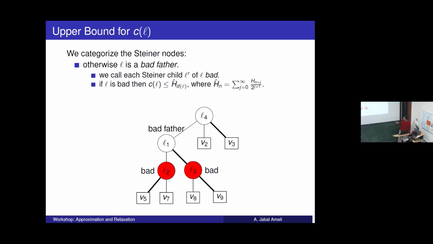And similarly, we define the bad nodes. For the bad nodes, our upper bound is different. For the bad nodes, the cost is upper bounded by h hat of DL, where h hat of n is this value. This is a very complicated formula, but what you need to know is basically that h hat of n is more than h of n, and it's less than h of n plus 1. So it's larger than h of n, but not by much. And so the upper bound on the cost of the bad nodes is a little bit larger than for the good nodes.